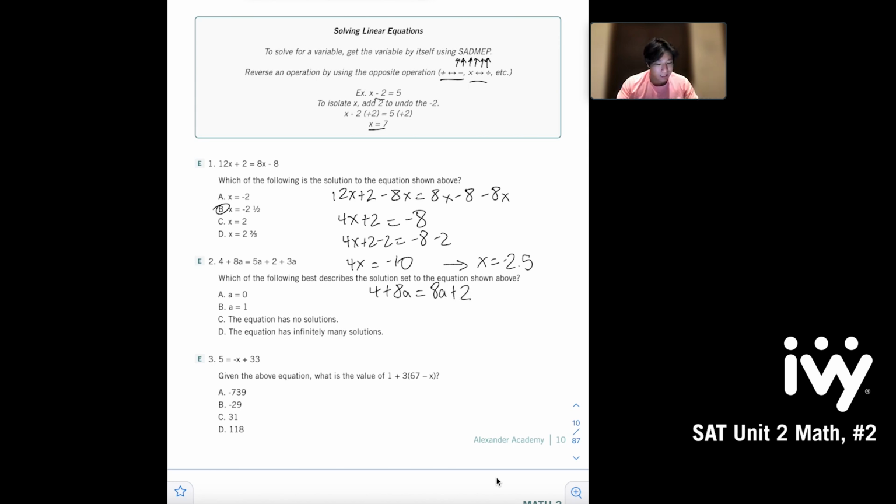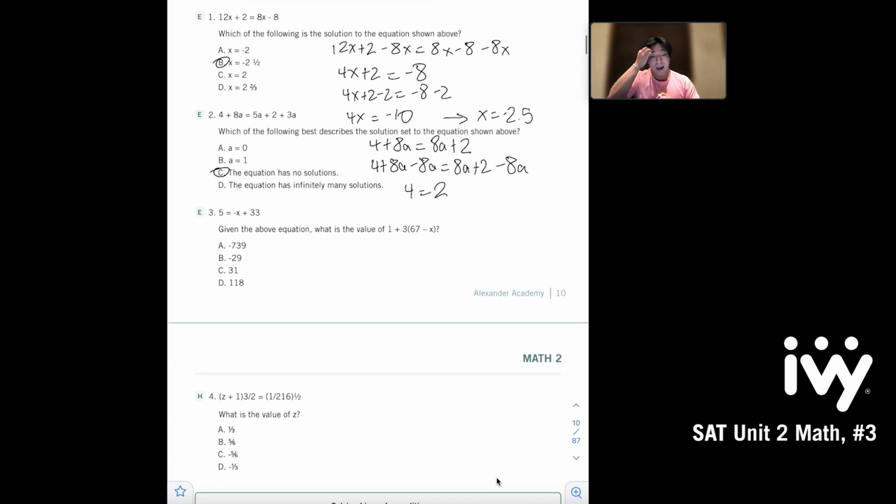So now let's subtract 8a from both sides. 4 plus 8a minus 8a is equal to 8a plus 2 minus 8a. And after doing that, we're left with just 4 on the left, and just 2 on the right as well. And we see that 4 can never equal 2, so this equation has no solutions.